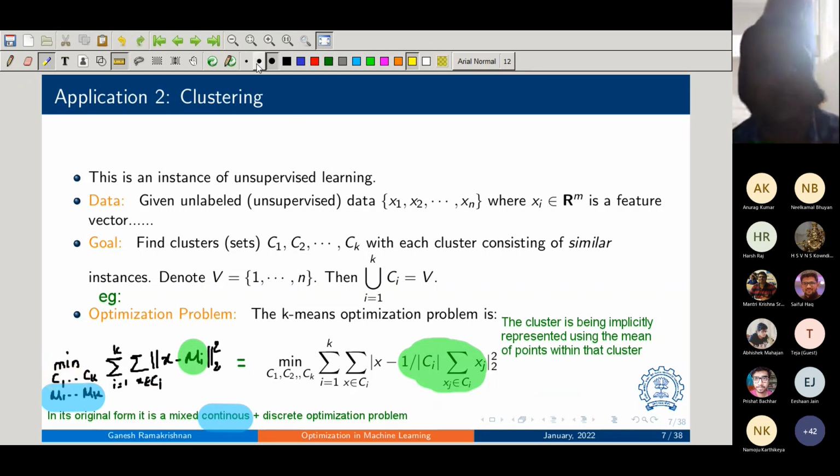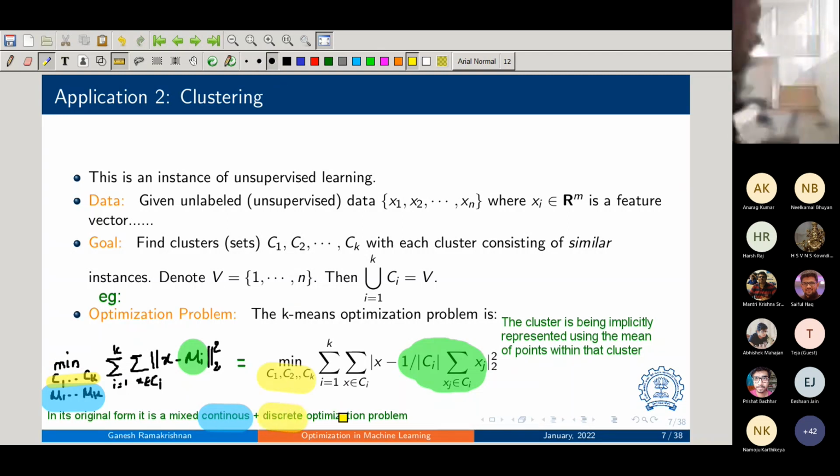The fact that you're trying to discover the Ci's, that's the discrete component. What we have done is the continuous we have actually solved already, and that's why I'm giving it as an instance of the continuous optimization problem as well. It turns out that the solution to the mu i's is exactly this. Okay.